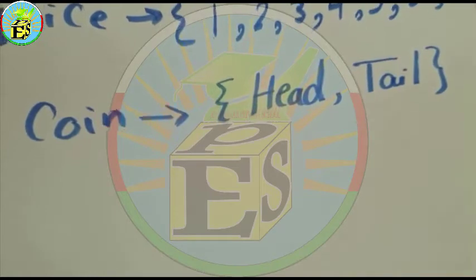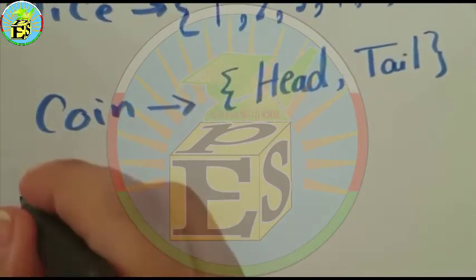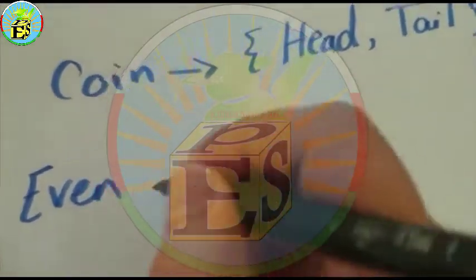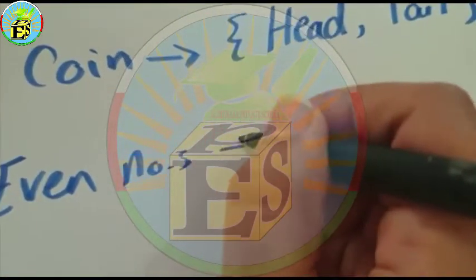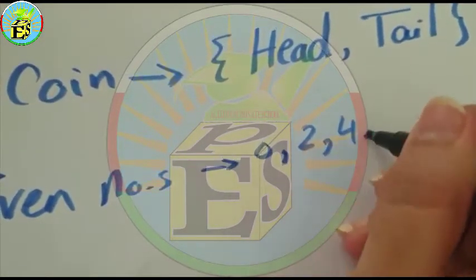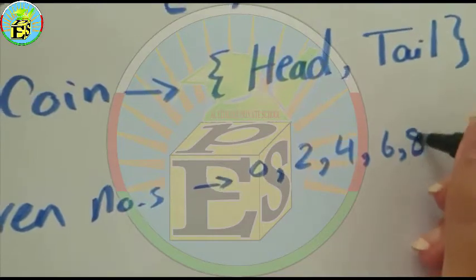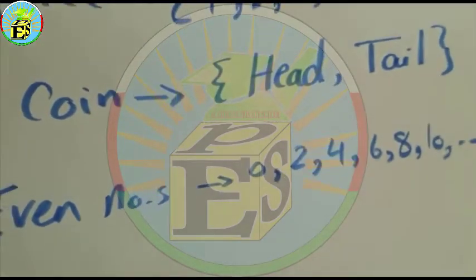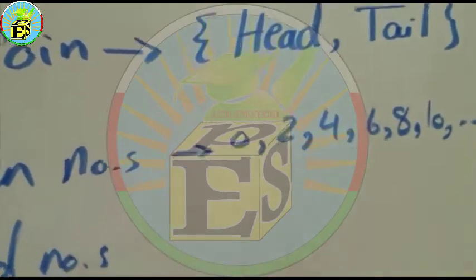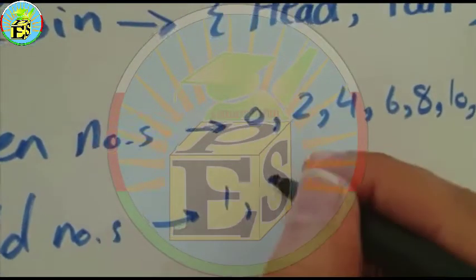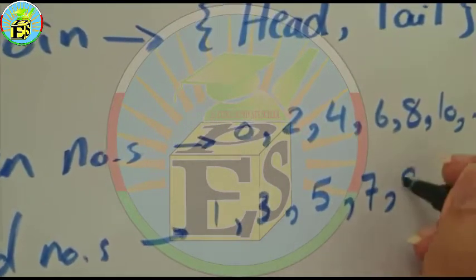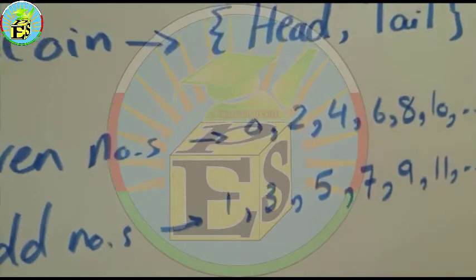Now let's remember a few things we are going to use in our problems. What are the even numbers? Even numbers are 0, 2, 4, 6, 8, 10, and so on. What about odd numbers? Odd numbers are 1, 3, 5, 7, 9, 11, and so on, right?